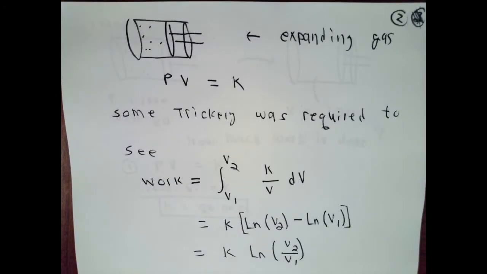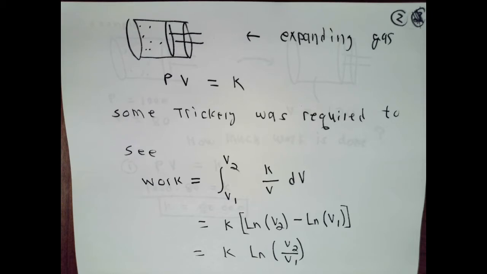Lastly, we looked at the work done by an expanding gas. Instead of Hooke's law or Newton's law of gravity, we have that the pressure times the volume must be a constant. After doing some calculation, we figured out that the thing to do is to integrate with respect to volume from the initial volume to the ending volume the function k over v, which is straightforward to do using methods from the first semester.